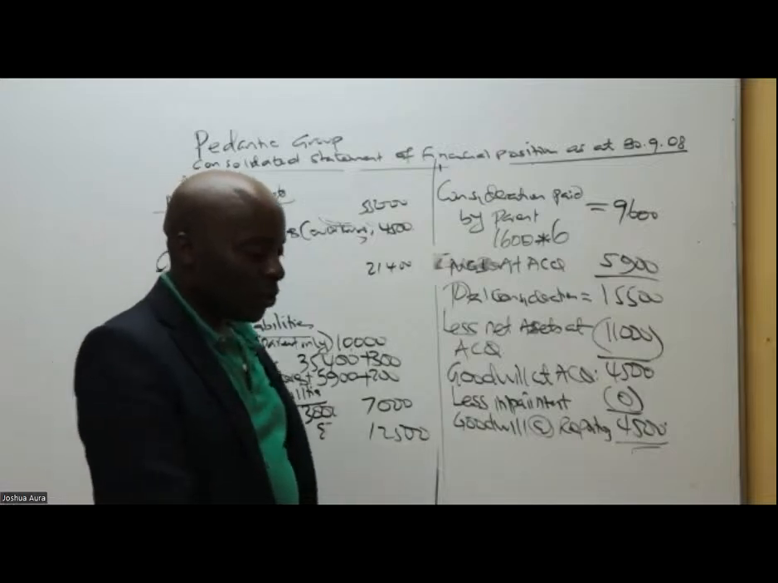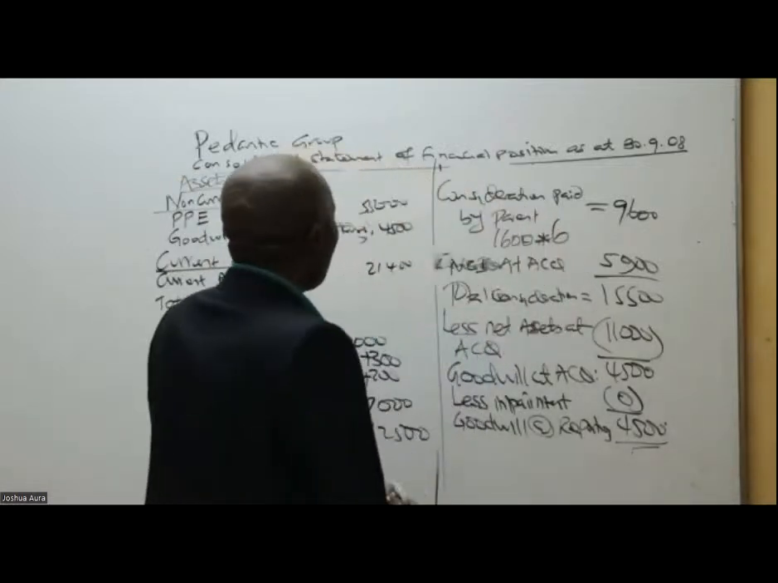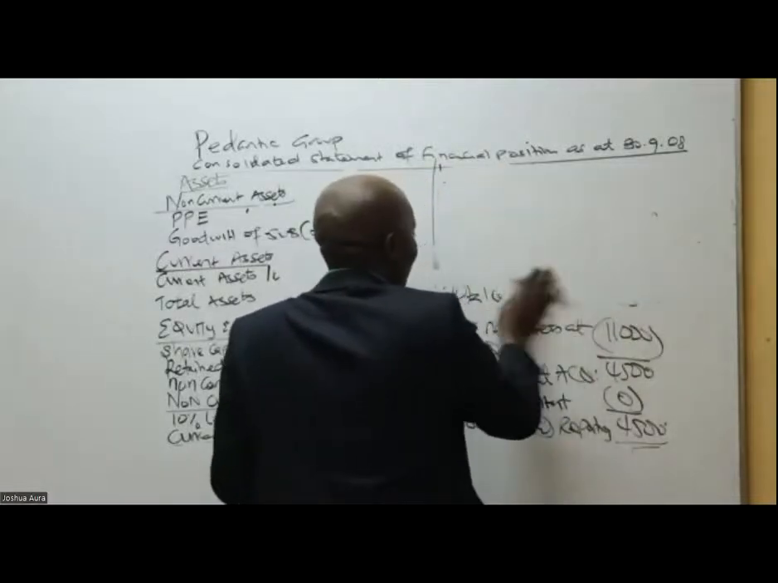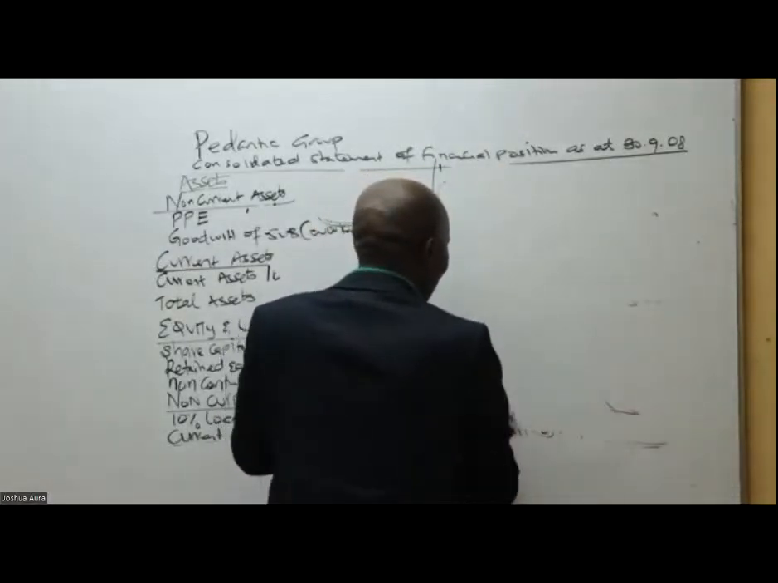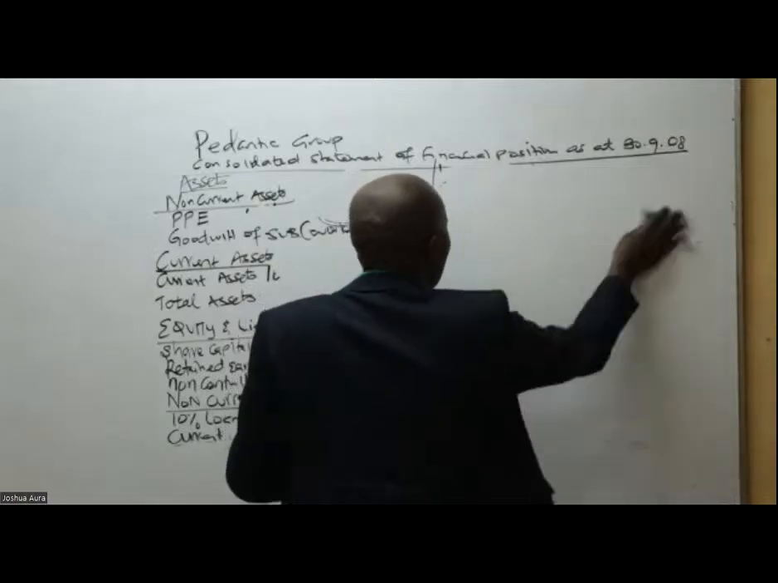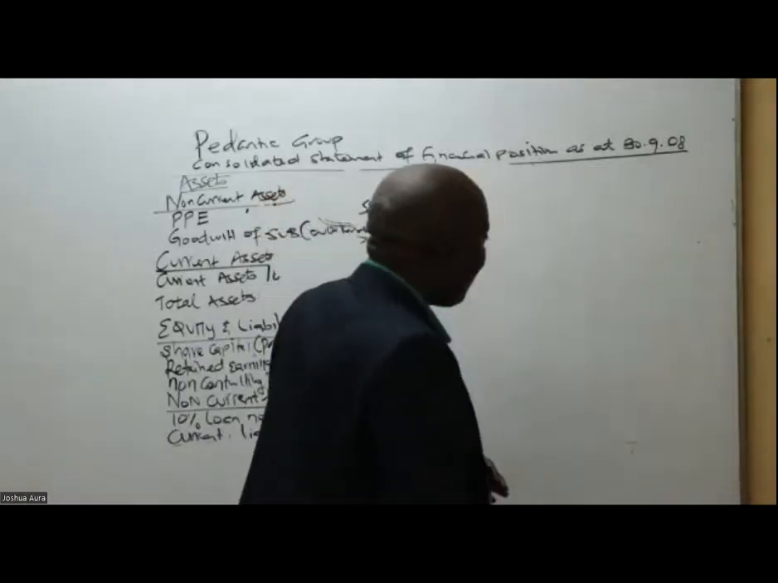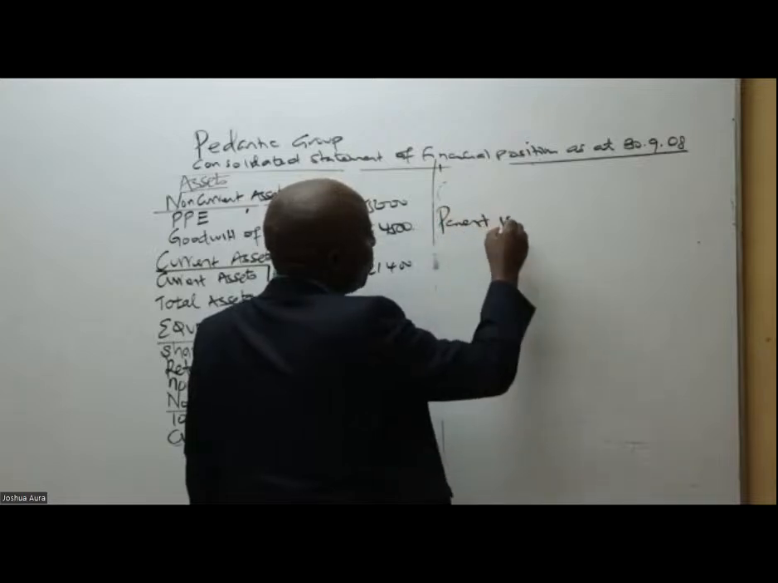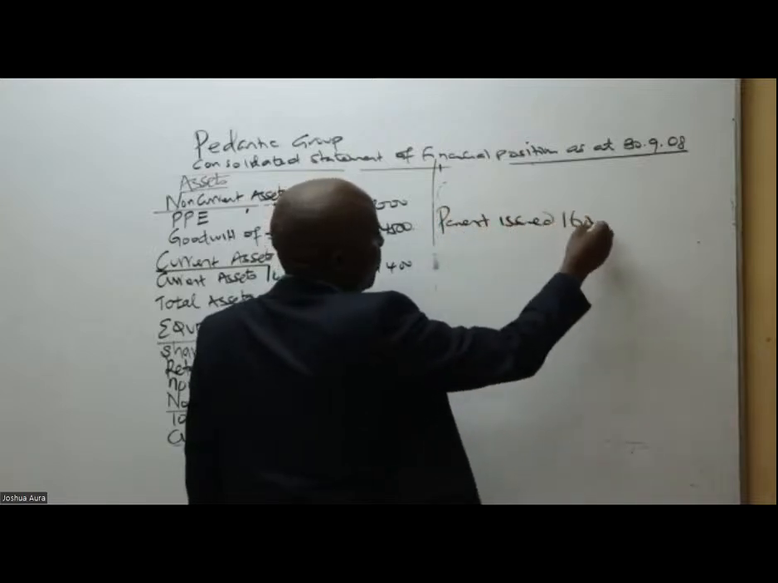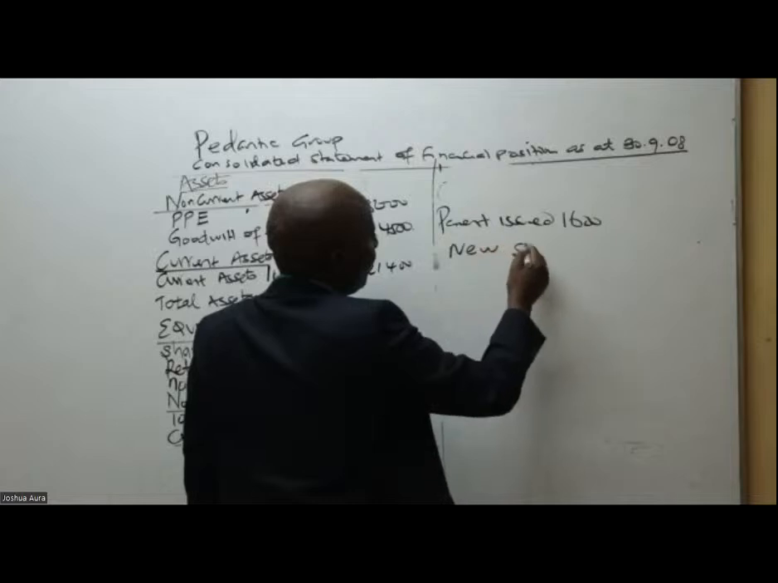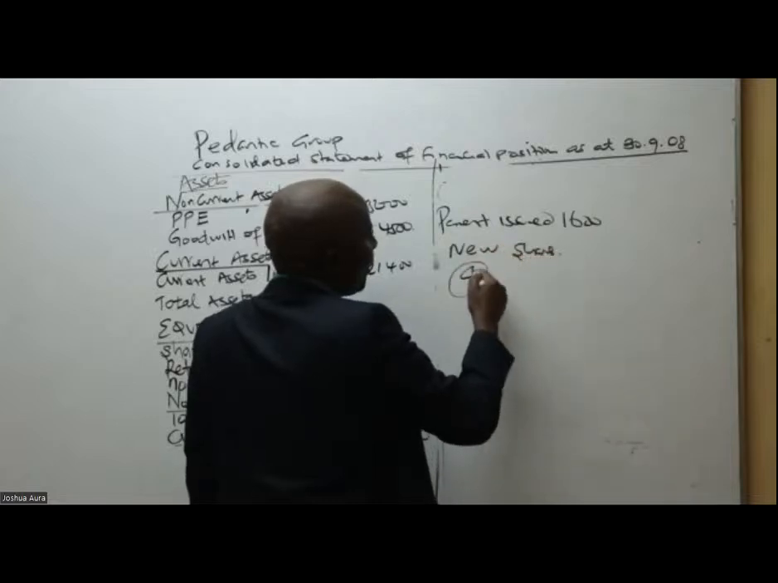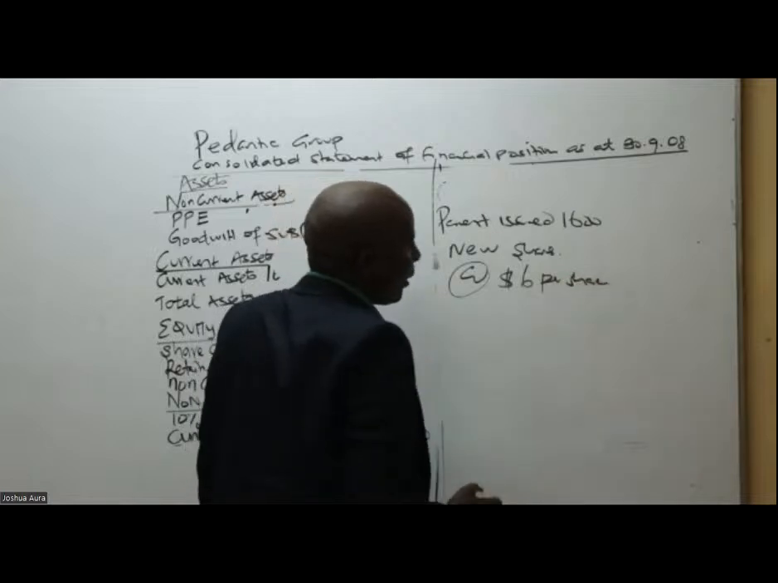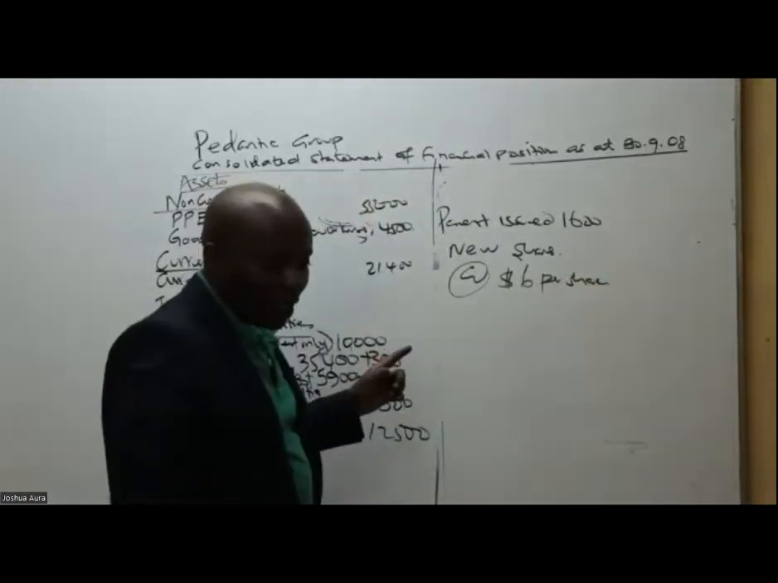Great. So then I'll come straight away here and rub this. Now, there is something that has just come to my attention that will be very important. This is the last thing. It will take me less than a minute to finish. So remember, you've told me that the parent issued 1,600 new shares, at what price? At $6 per share.